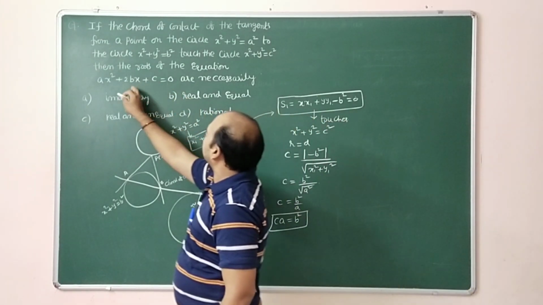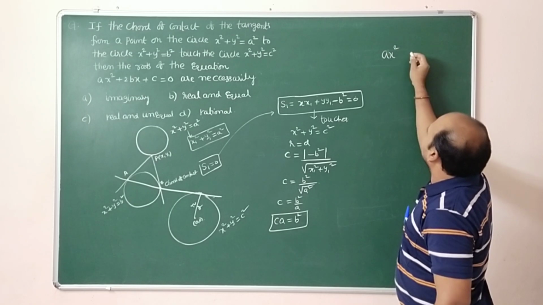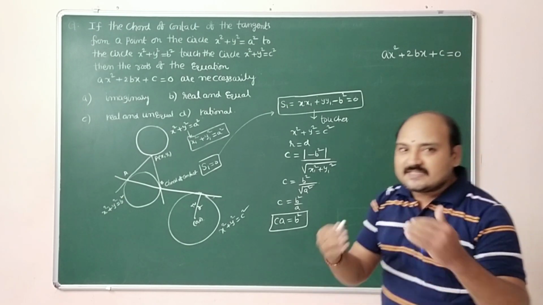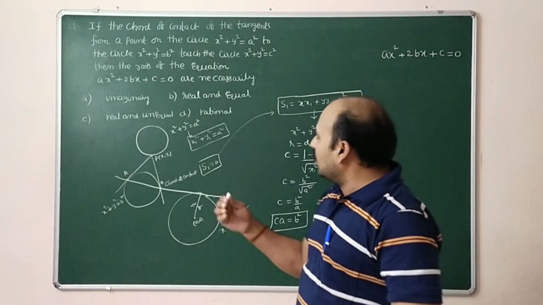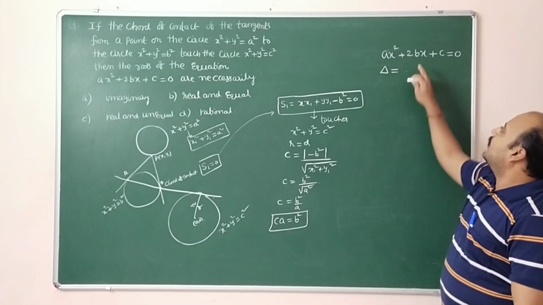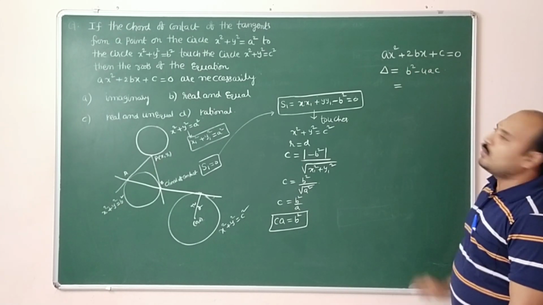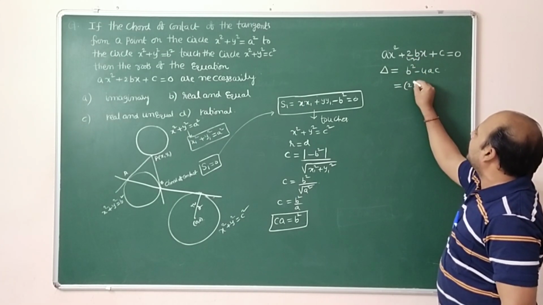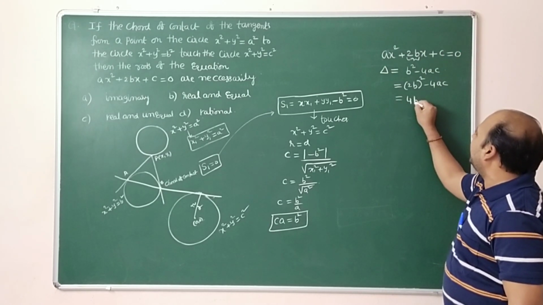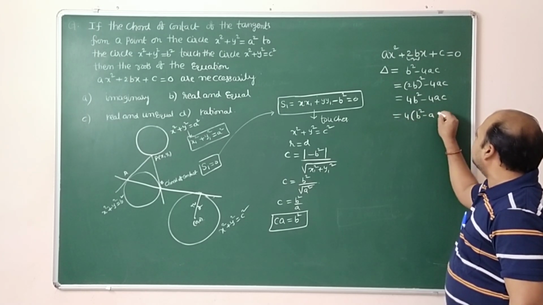Now come to the concept. Next question. The roots of this quadratic equation. What is the quadratic equation given? ax square plus 2bx plus c equal to 0. To decide the nature of the roots, we need to calculate the discriminant of the quadratic equation. The discriminant, generally b square minus 4ac, where b here is 2b. So 2b whole square minus 4 into a into c. That is equal to 4b square minus 4ac, that is equal to 4 times b square minus ac.